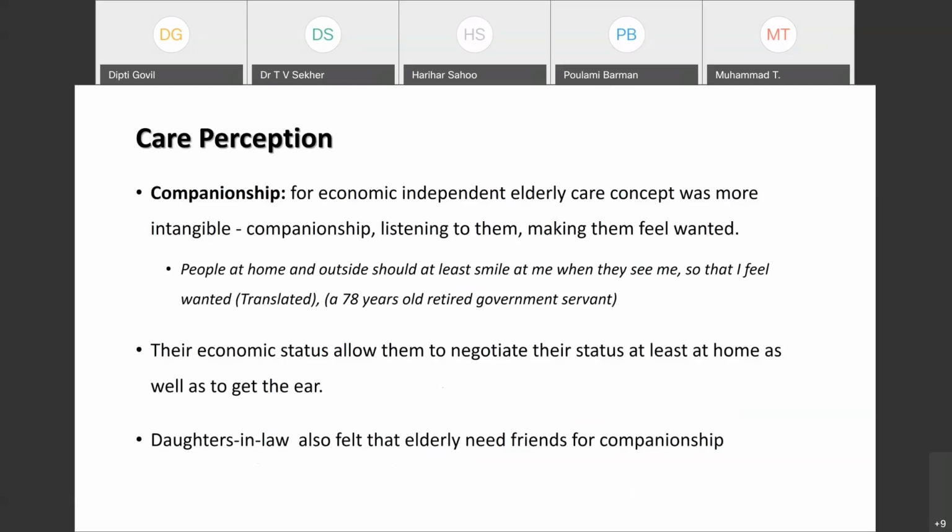Just a small quotation I would like to give, and this is the only quotation I will be giving. The 78-year-old retired government servant said that people at home and outside should at least smile at me when they see me so that I feel wanted. Apart from that, their economic condition or their status allowed them to negotiate, at least at home, as well as to get an ear. The care providers, who are primarily daughters-in-law, also felt that the elderly need friends for companionship.